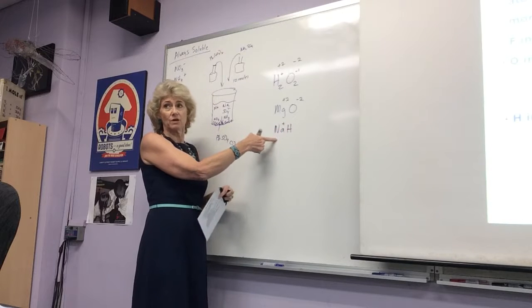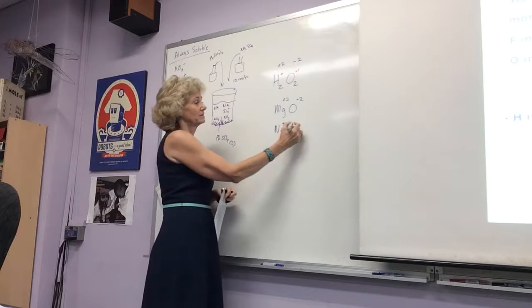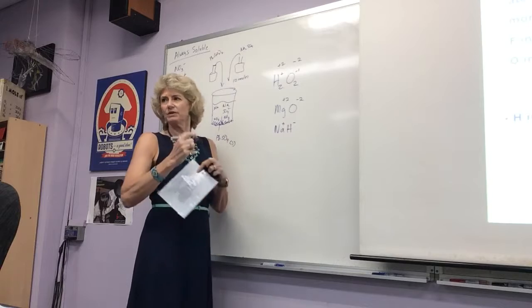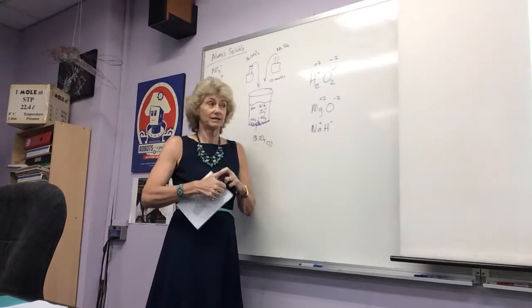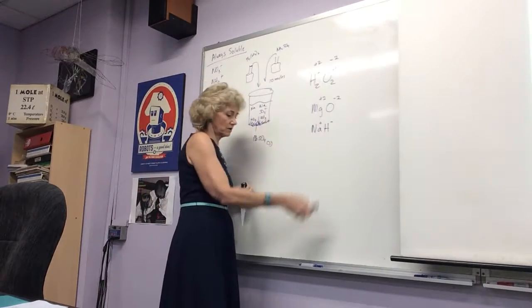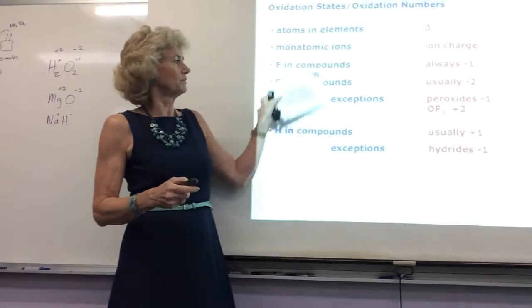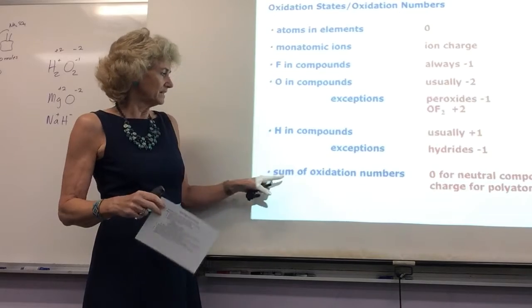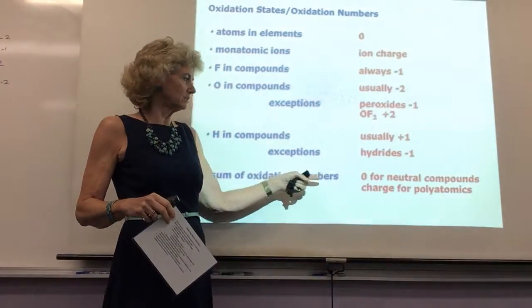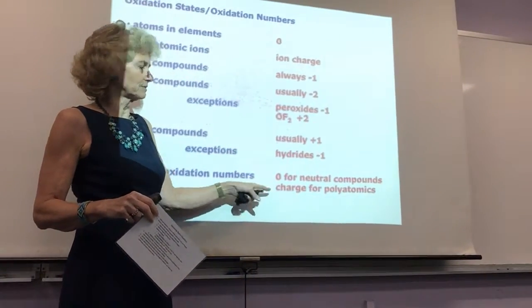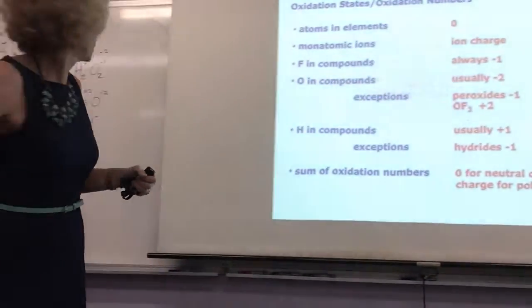The group 1 metals will always be positive 1. This hydrogen is so small it can kind of go either way. You can force a proton or an electron on it, or you can strip the electron off. Either way, like I said, you just have to accept that it's this weird thing that works for this. And then the sum of all the ox numbers has to equal 0 if it's a neutral compound, and if it's a polyatomic, it has to equal the charge.